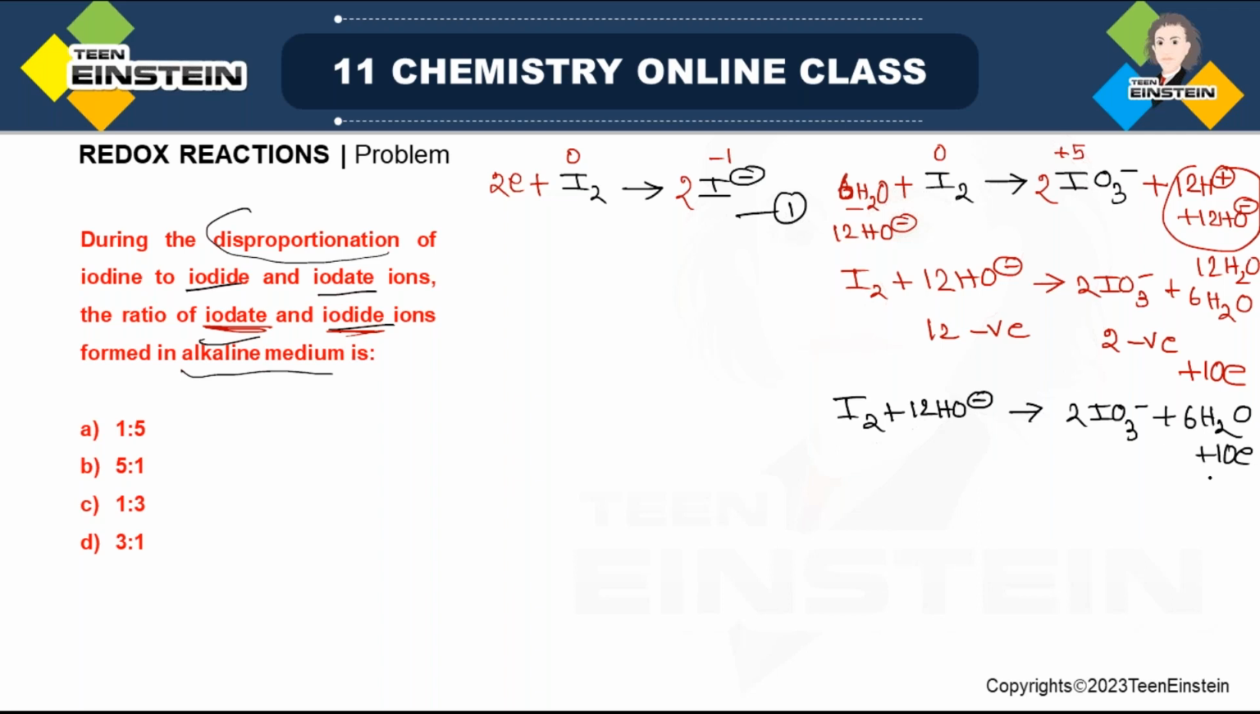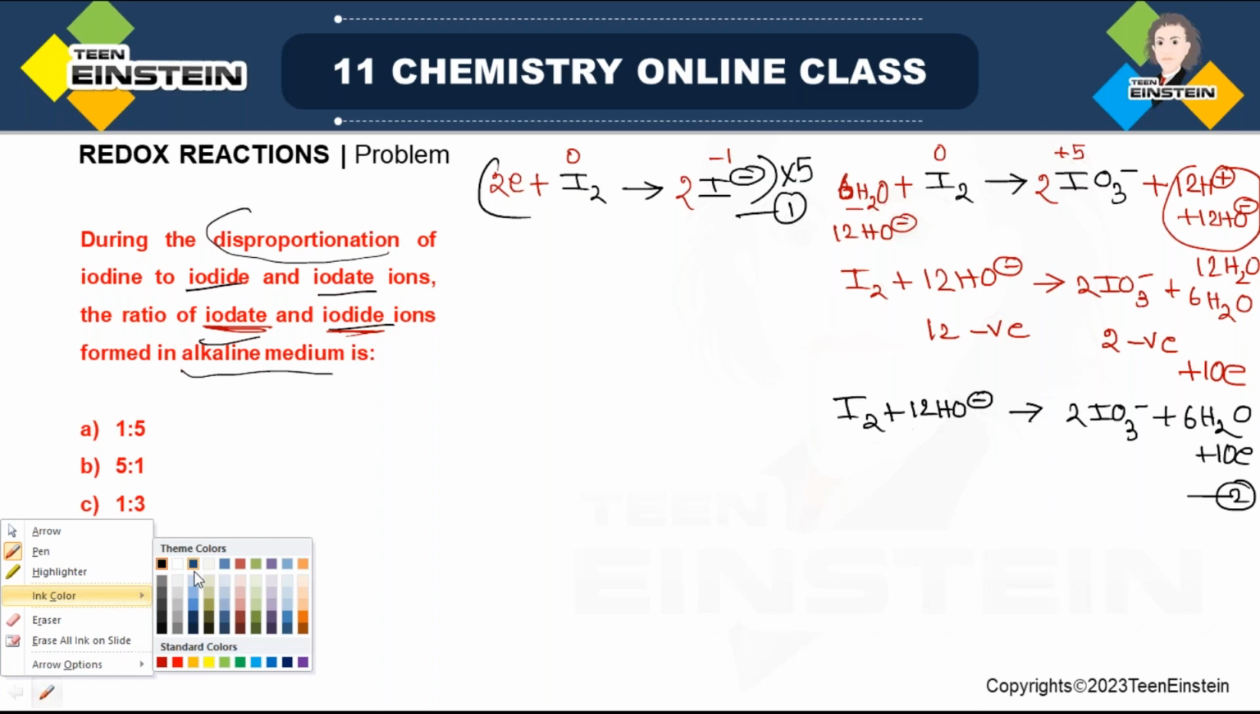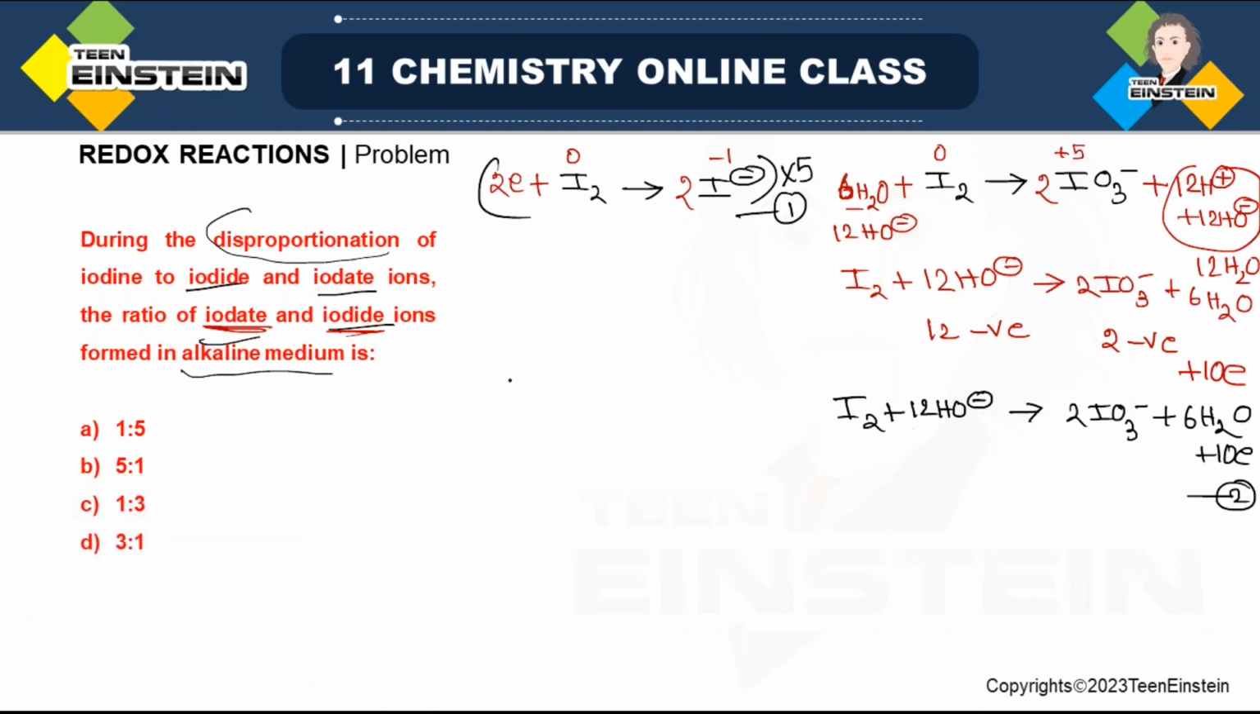Now come to the other equation. Here we have only 2 electrons. Here we have 10 electrons. So the number of electrons must be the same. That is why I am multiplying this equation with 5. Now once we have done that, finally if I write both equations, from this side I am writing 10 electrons, 5 I2, 10 I minus. And in the other equation we have not made any changes.